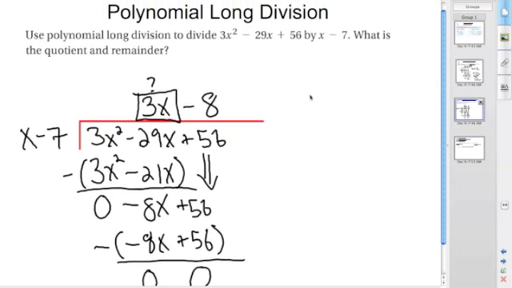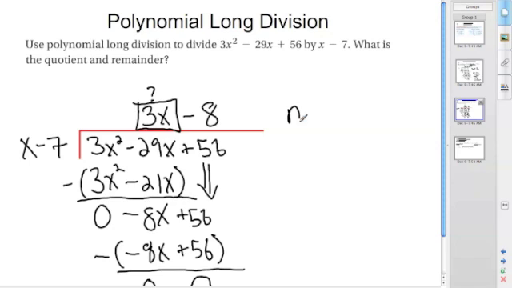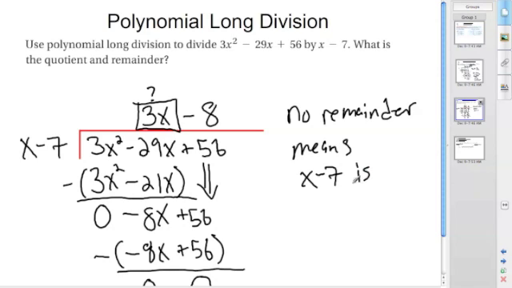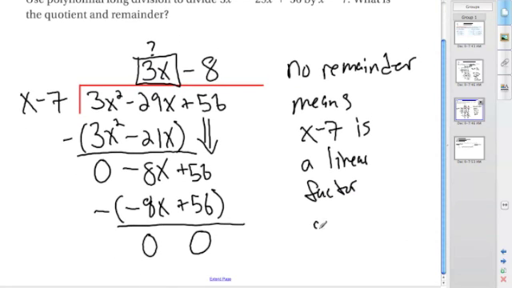So no remainder means x minus 7 is a linear factor of 3x squared minus 29x plus 56.